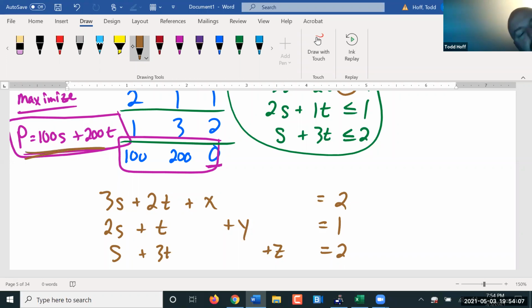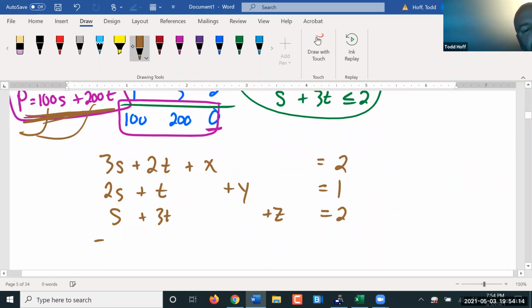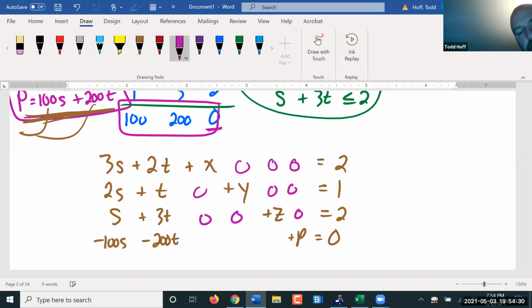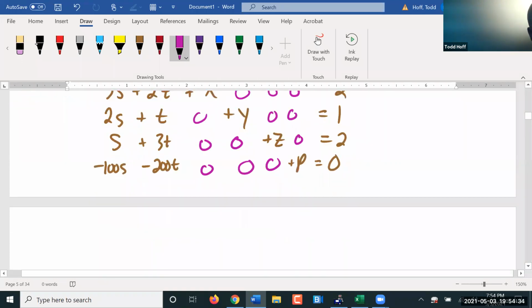And then for my objective function, I move everything over to the left side, so that's negative 100s, negative 200t, plus p equals 0. So I fill in my zeros here. And I will create now my initial tableau.